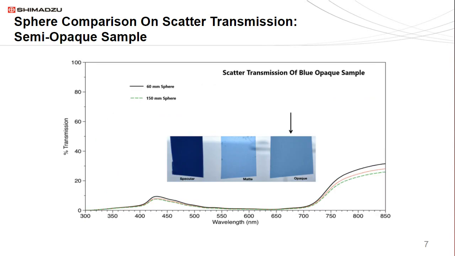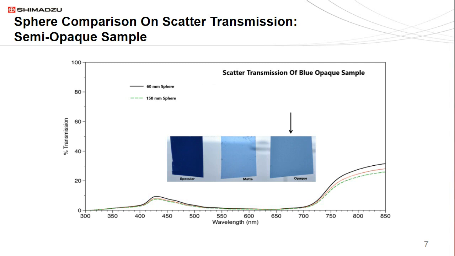Our final sample for transmission is a somewhat semi-opaque sample. You can see from the spectra that the amount of light coming through is drastically reduced. And interestingly enough, when you look at the spectra, there are places where they agree totally and others where they disagree. Welcome to the world of integrating spheres.